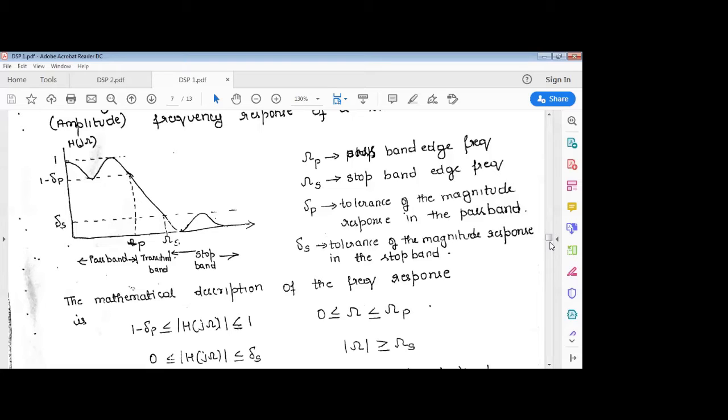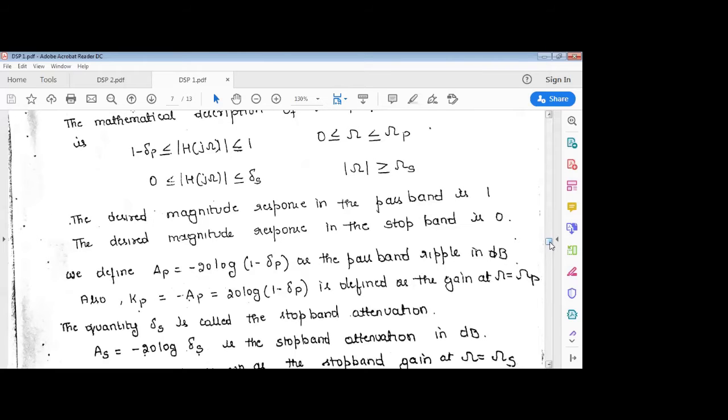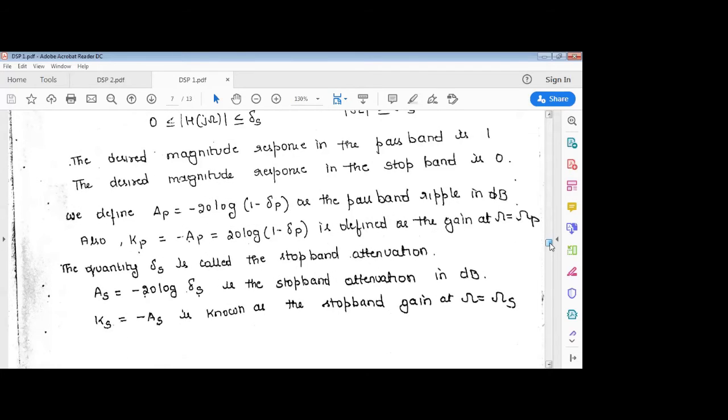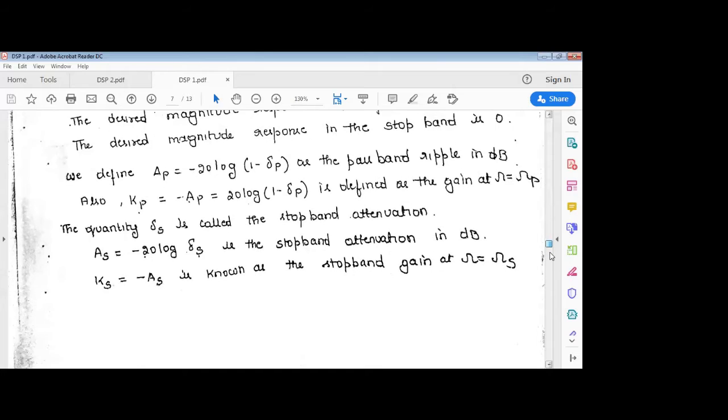The same thing I can represent in terms of Kp and Ks. Kp is the passband ripple in terms of dB, or in terms of gain, at omega p. Kp is equal to 20 log of 1 minus delta p. Similarly, I can represent As, the stop band attenuation in dB, in terms of the stop band gain, where Ks is equal to minus As, the stop band gain at omega equal to omega s.